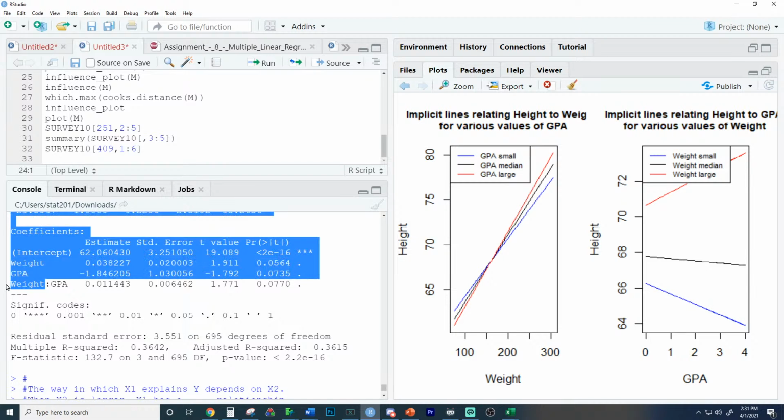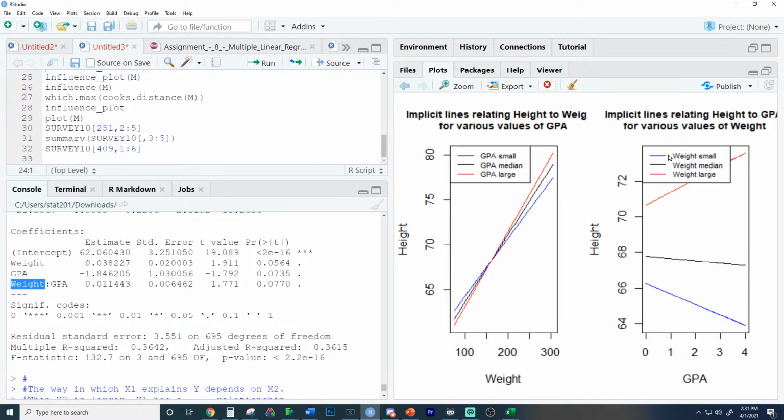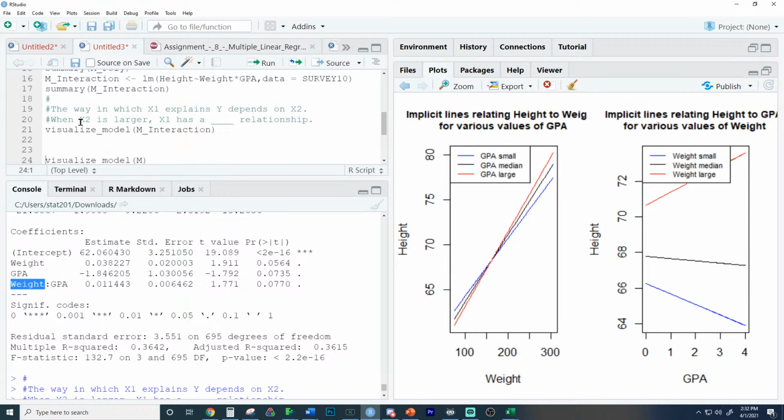The coefficient of GPA, because here are different weights, whether it's positive or negative, would actually depend on what somebody's weight is. For higher weights, think about it, we're adding this on. So it would depend, exactly, it depends. So the coefficient of GPA actually depends. That's what an interaction is doing right here. The way in which x1 explains y depends on x2.